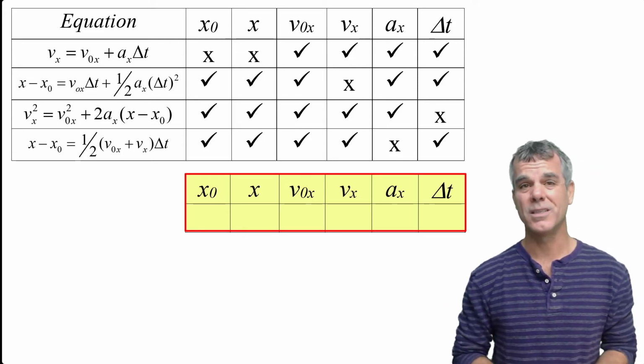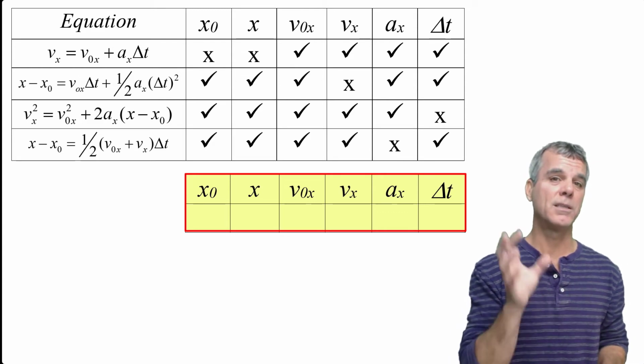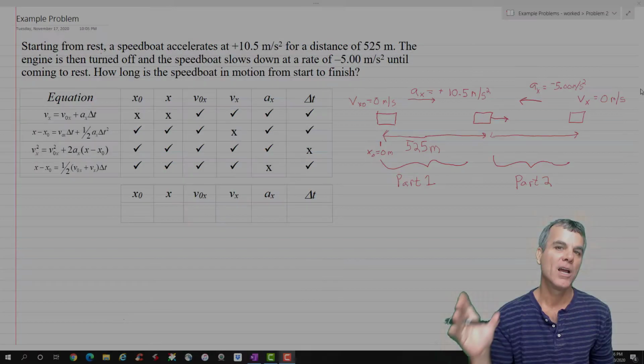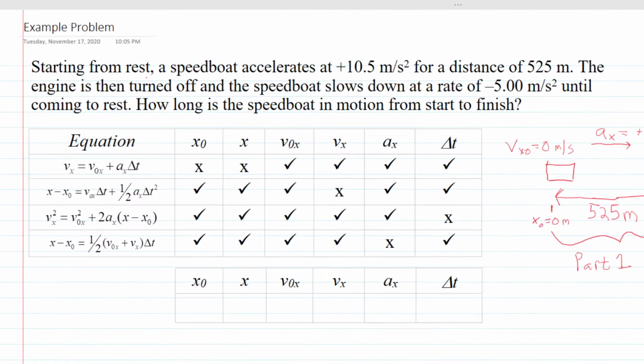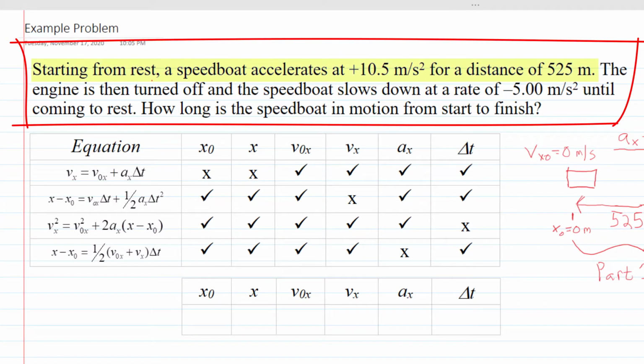Well, let's do this example problem and see how to put this into practice. Okay, let's take a look at this example problem, which states the following. Starting from rest, a speedboat accelerates at plus 10.5 meters per second squared for a distance of 525 meters. The engine is then turned off and the speedboat slows down at a rate of -5 meters per second squared until coming to rest. How long is the speedboat in motion from start to finish?